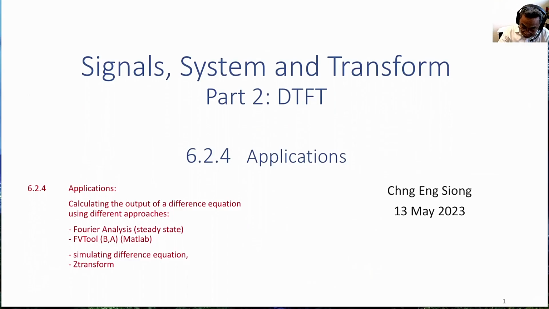Welcome back. This is chapter 6.2.4. In this chapter, we'll do DTFT and some applications. And the applications we are mainly interested in is how to use DTFT for Fourier analysis of the steady-state response of a system. We'll also compare the steady-state response with the calculation of the output using difference equations as well as using Z-transform.